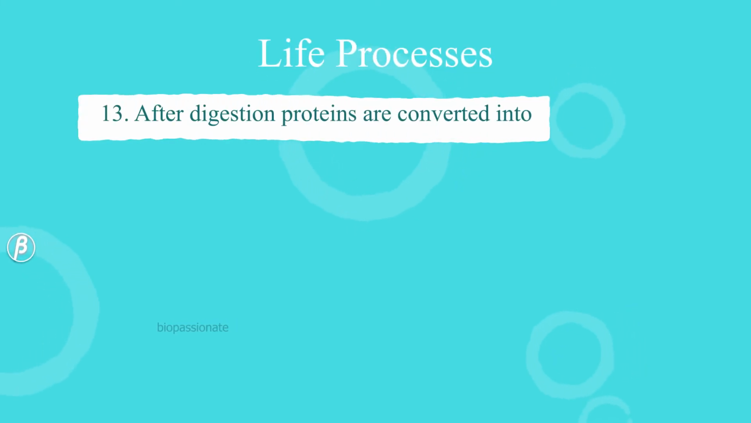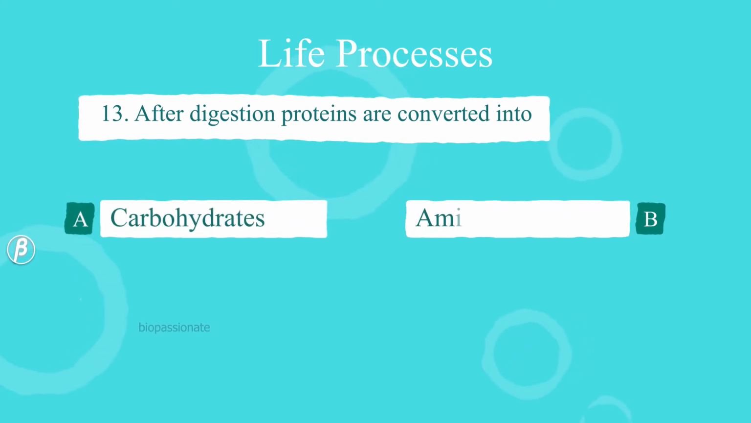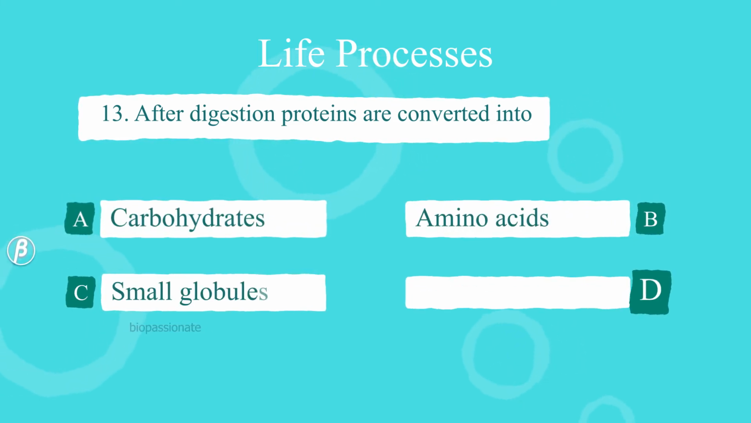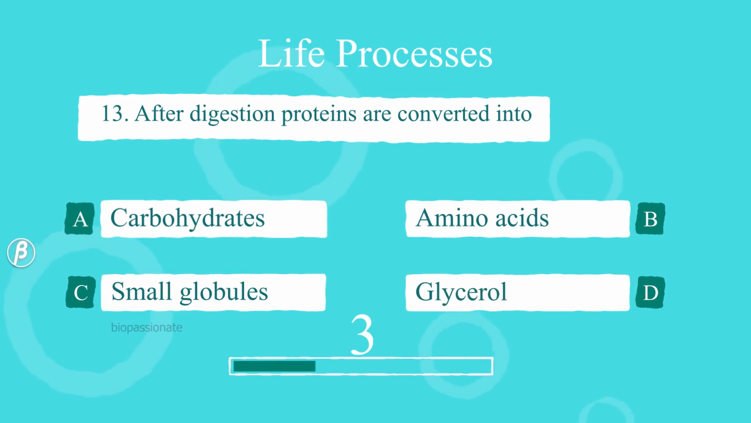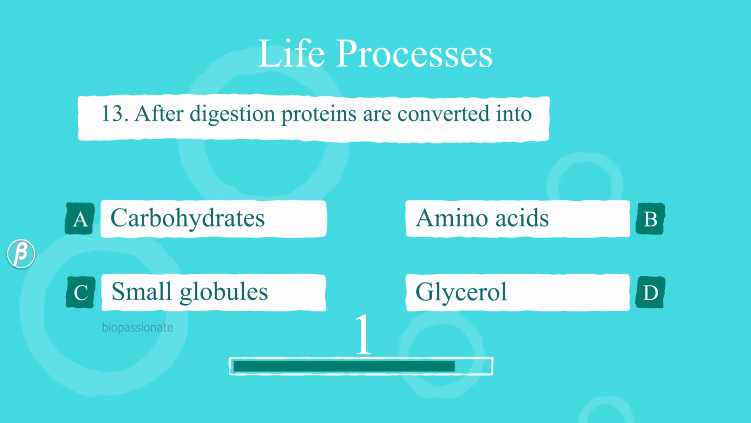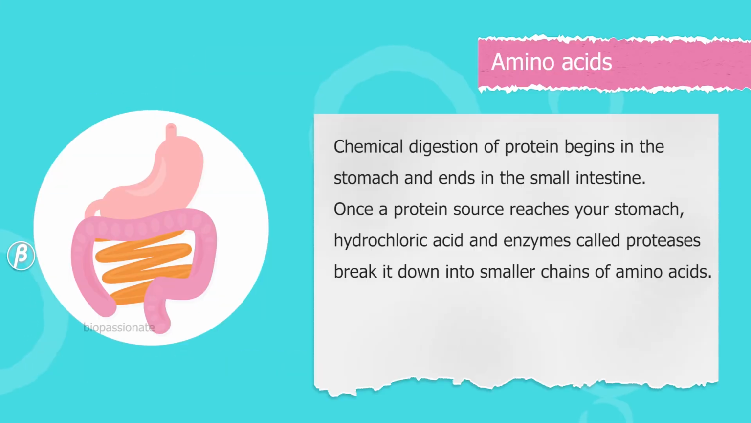After digestion, proteins are converted into carbohydrates, amino acids, small globules, glycerol. Amino acids. Chemical digestion of protein begins in the stomach and ends in the small intestine. Once a protein source reaches your stomach, hydrochloric acid and enzymes called proteases break it down into smaller chains of amino acids.